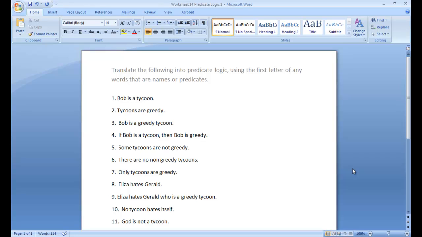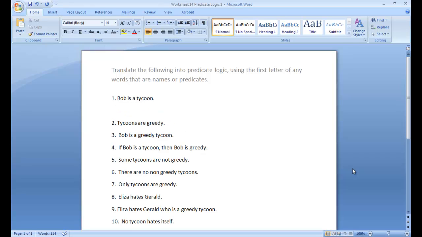Okay, so number one says Bob is a tycoon. You should recognize here that Bob is clearly a name of an individual, in this case, presumably a person. And tycoon is a property. We talk about things that are tycoons. So it's a property which we will characterize as a predicate. And so the convention in predicate logic is always to write the predicate first. So T, and we always write the name as a lowercase letter. So capital T, little b in predicate logic says Bob is a tycoon.